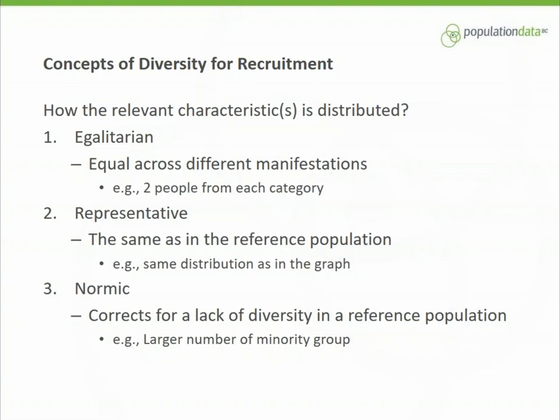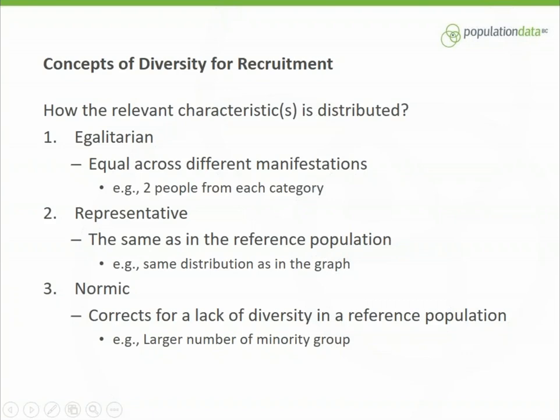select for diversity, and I'm indicating three of them here on the slide. One of them is, say, the egalitarian one. So for example, say you wanted to consult the Christians of the world on a particular topic. You might want to have two representatives from each denomination, so two Protestants, two Catholics, and so on.